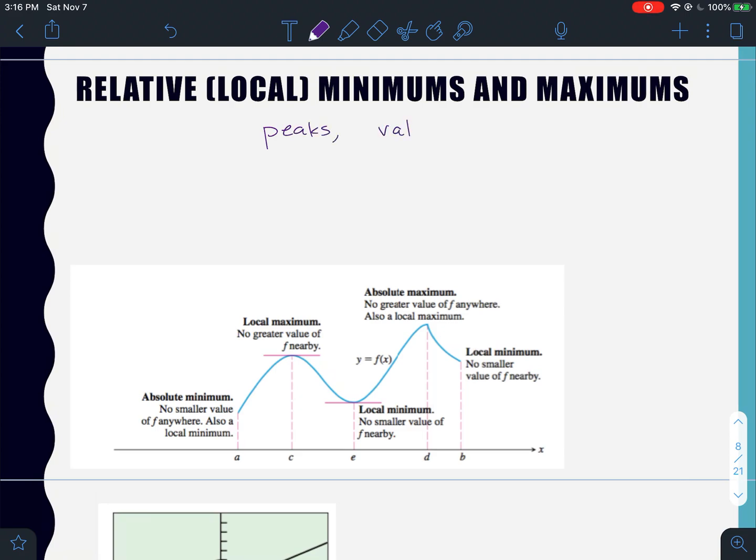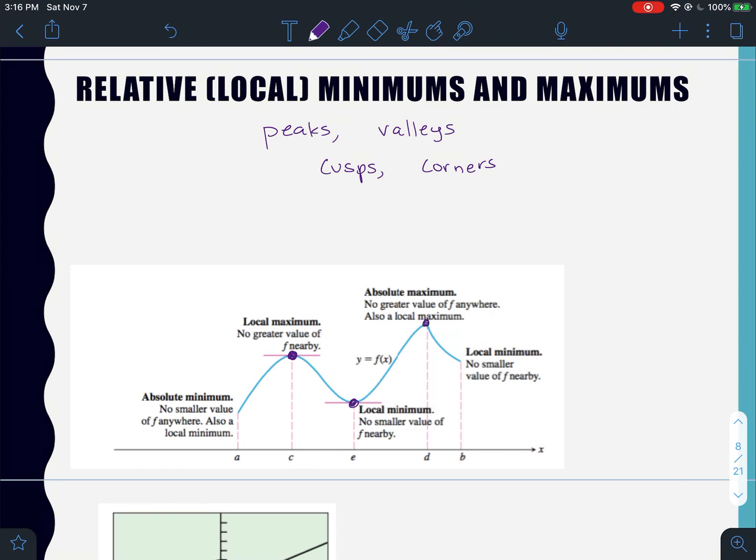So relative or local mins and maxes, we talked about these as well. These are the peaks and valleys on your graph. They can also be cusps and corners as well. They don't have to be rounded, so cusps and corners will also work for this.